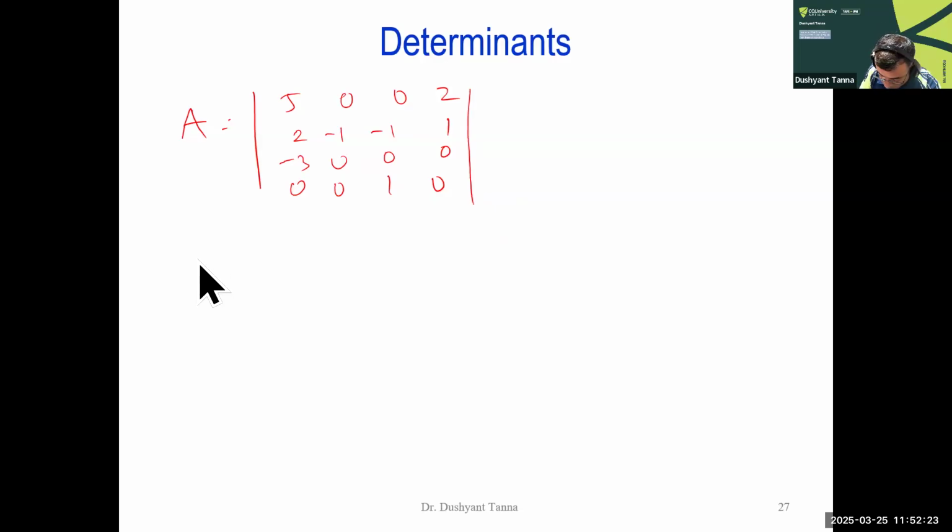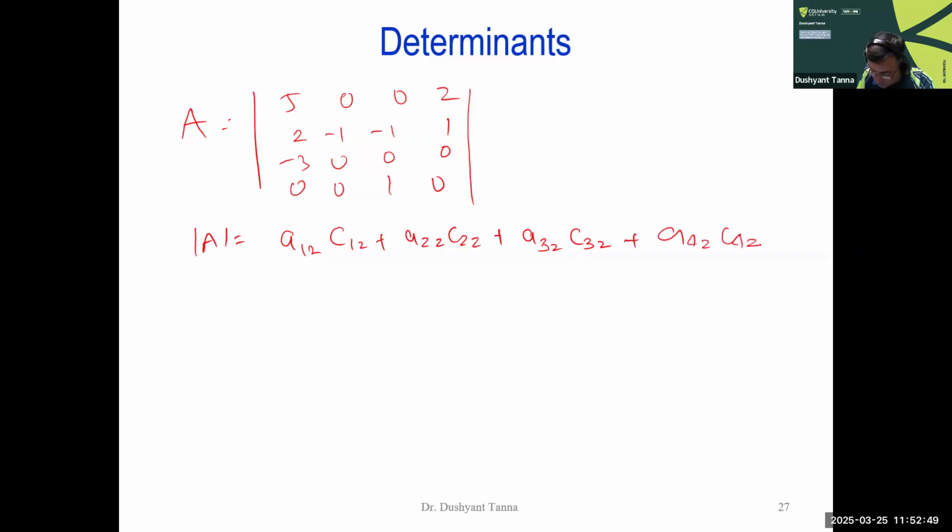Okay. So determinant A will be, second, so first row, second column, second row, second column, third row, second column, and fourth row, second column. Now, 0 times C12, I'm talking about this, okay?